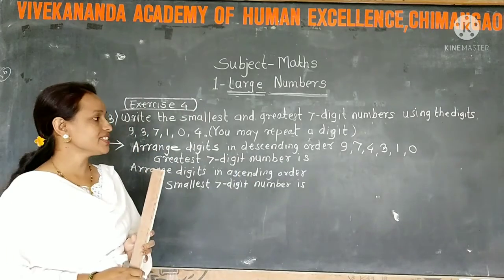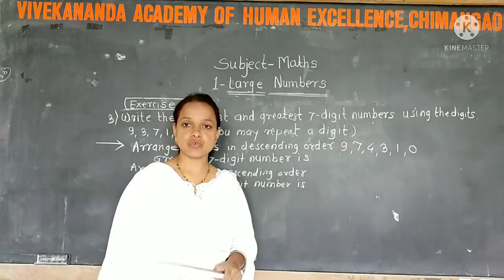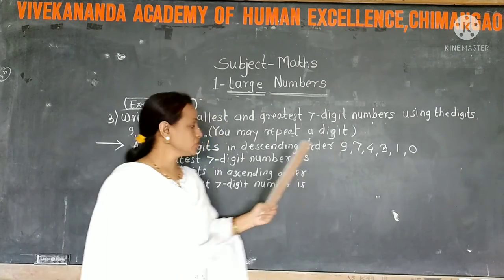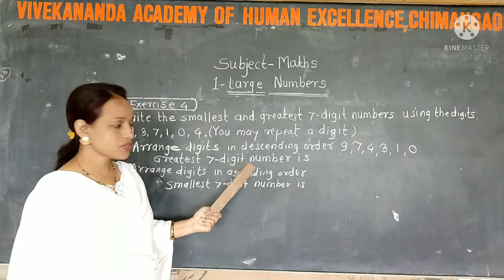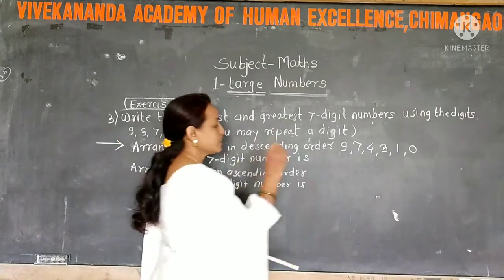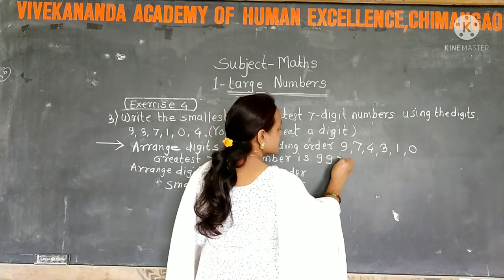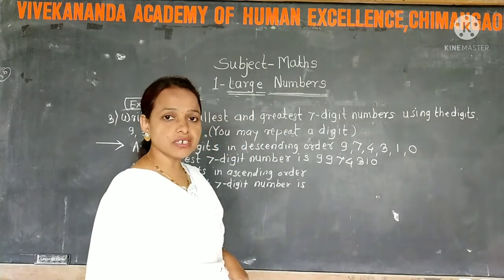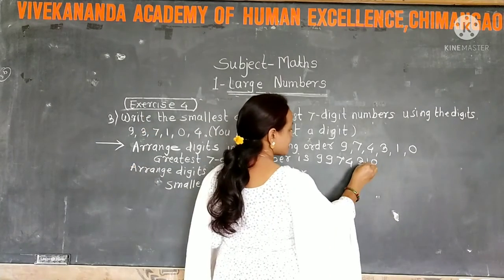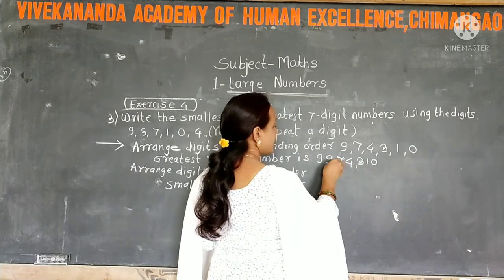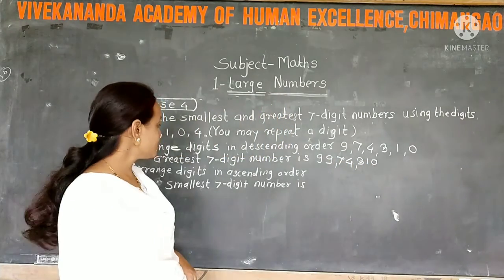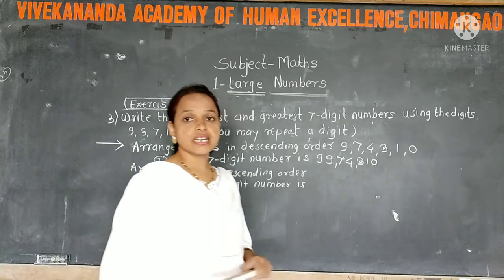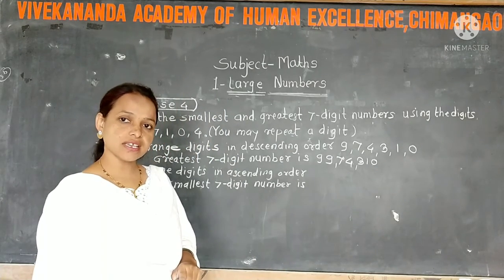Here we arrange a given digit in descending order, means from greatest to smallest. Here greatest digit is 9. So we repeat here digit 9 to make a greatest 7-digit number. So by repeating digit 9, we get here 9, 9, 7, 4, 3, 1, 0. We put the comma to separate the period. Ones, tens, hundred, thousand, 10,000, lakh, 10. So we get here greatest 7-digit number is 99 lakh 74,310.